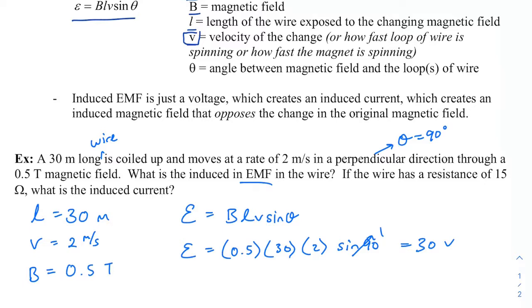The second part of the question says, if the wire has a resistance of 15 ohms, so that's my R value, what is the induced current? Here I have a voltage and a resistance. How do I find current? That is back to good old Ohm's law. I equals V over R, so 30 volts over 15 ohms is a whopping 2 amps.